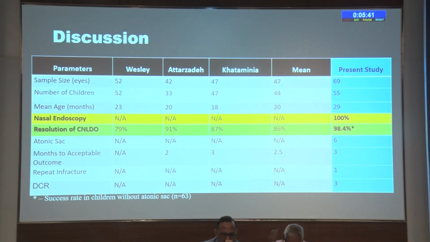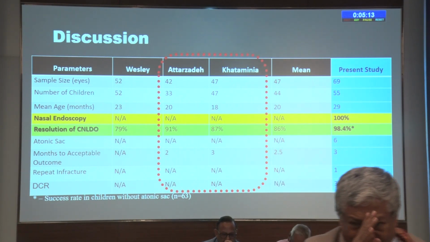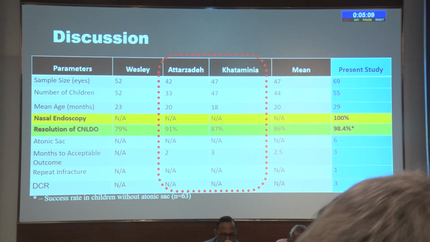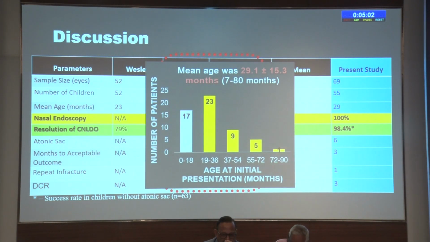Coming to discussion, this table summarizes the findings of the present study in comparison with previously published data. In the previous literature, Attarzadeh and Khamenia presented a resolution of CNLDO with inferior turbinate fracture as significant in comparison to initial probing. The main reason for this can be that they did the procedure in a younger age group without confirmation of inferior turbinate impaction, as a blind procedure, hence the insignificant results. Our study was unique as it was done in an older children group, which had 69% more than 18 months, with a successful outcome.